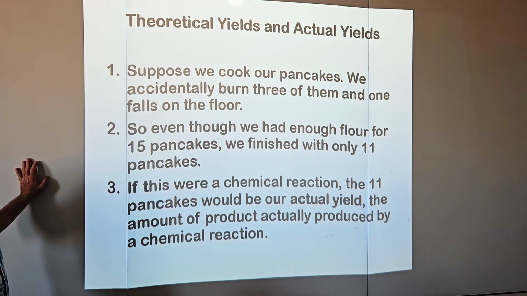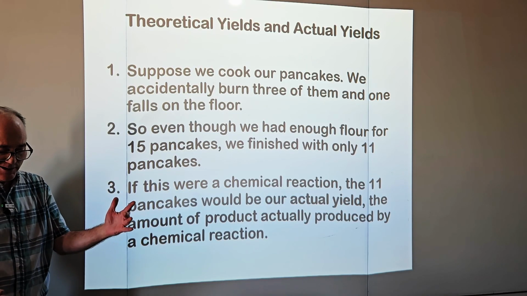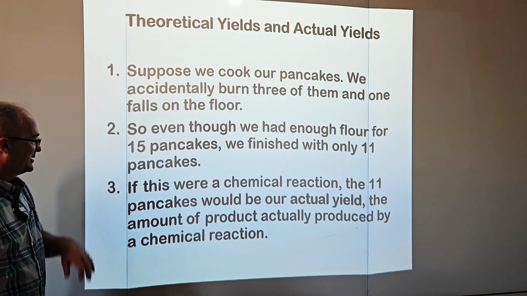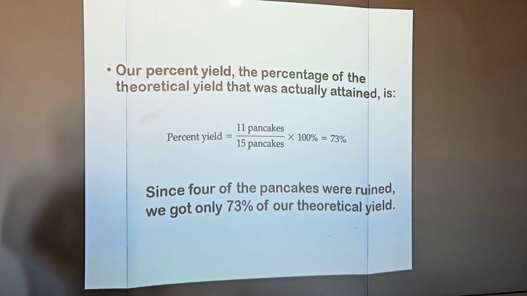What do we call our 11 pancakes? We call that our actual yield. That's actually what we got. Our theoretical, in theory, we should have been able to make 15 pancakes. So the amount of product actually produced in a chemical reaction, that's our actual yield.